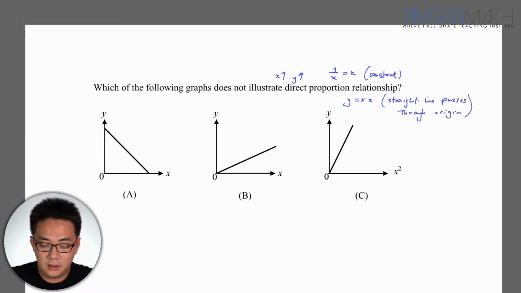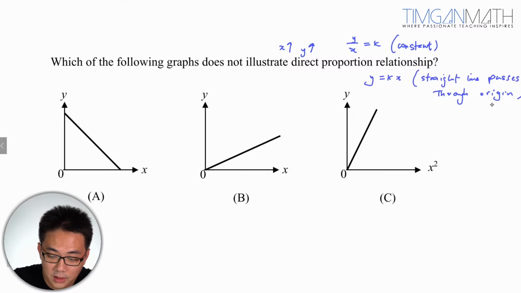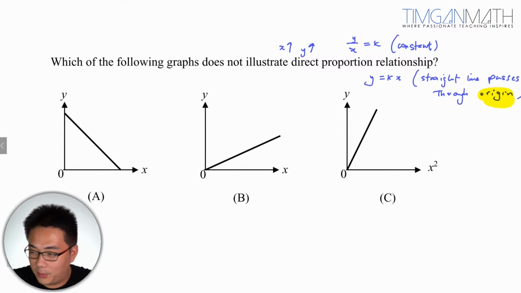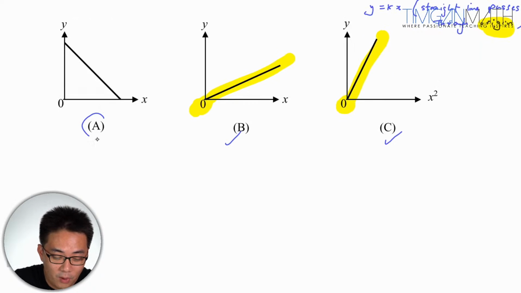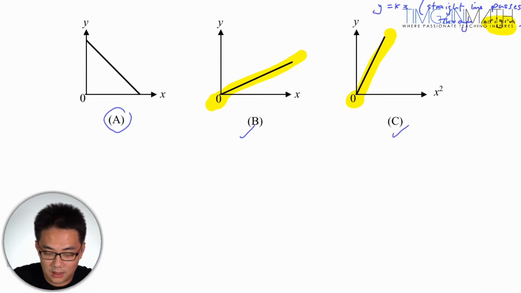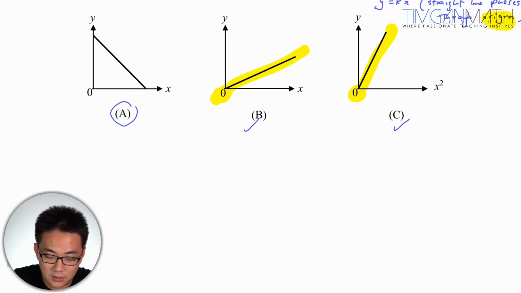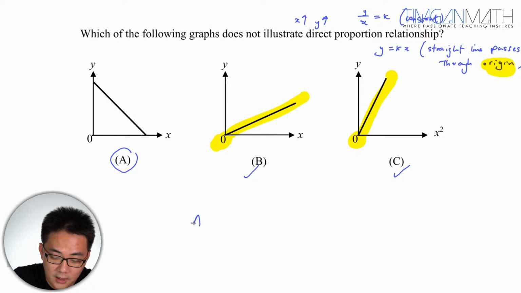So yes, it has to pass through. One of the hallmarks of a direct proportion graph is that it will pass through the origin here. So B and C are actually direct proportion, but A is not, for various reasons. One is it doesn't pass through the origin, and it actually slants down, right? So anyway, you just write down that A doesn't.